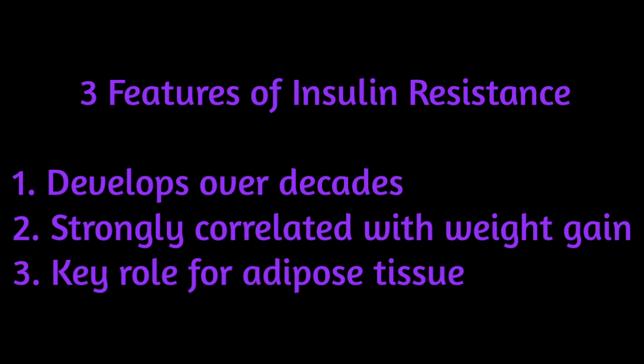The third important feature of insulin resistance is that it implicates a role for adipose tissue in the development of insulin resistance. There is significant evidence indicating that the output of specific hormones and specific inflammatory molecules from adipose tissue may play an important role in the eventual development of insulin resistance.